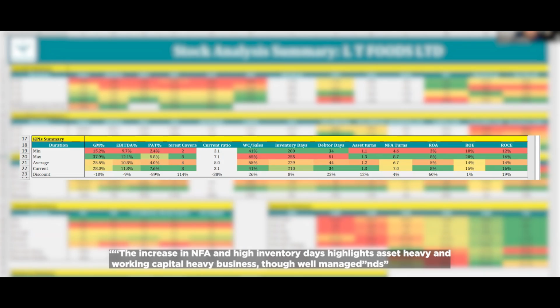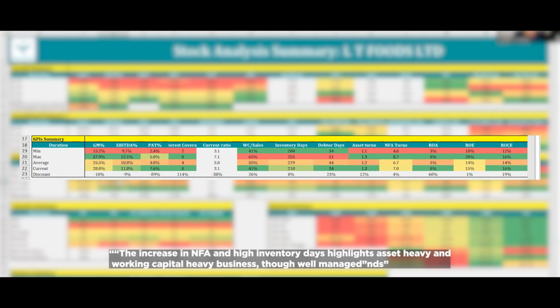Now, if we look at the third sheet, which is the KPI summary sheet, how the company has done on various KPIs. This is where we get a sense of the volatility of the business. We get some sense of the cyclicity of the business. We get some sense of reversion to mean. If we look at the gross margin, the company has done a maximum gross margin of 38%, minimum 15%. Average gross margin is 25.5%, and currently the gross margin is 28%. So by knowing these numbers, we know where the company is in terms of cycle, in terms of reversion to mean. Same with the EBITDA margin.